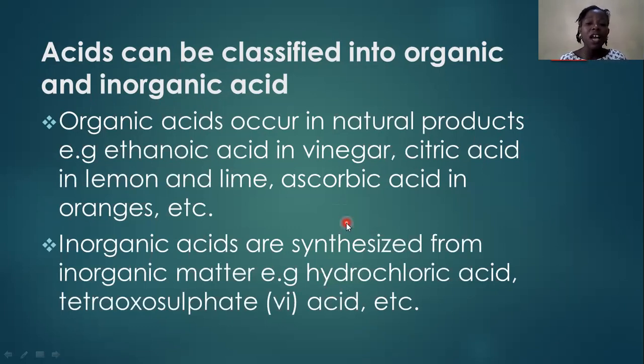These are examples of acid. I gave you quite a number. Nitric acid, which is also trioxonitrate (V) acid. These are examples of inorganic acids, those acids that are synthesized in the laboratory, while organic acids are those that are found naturally in products.